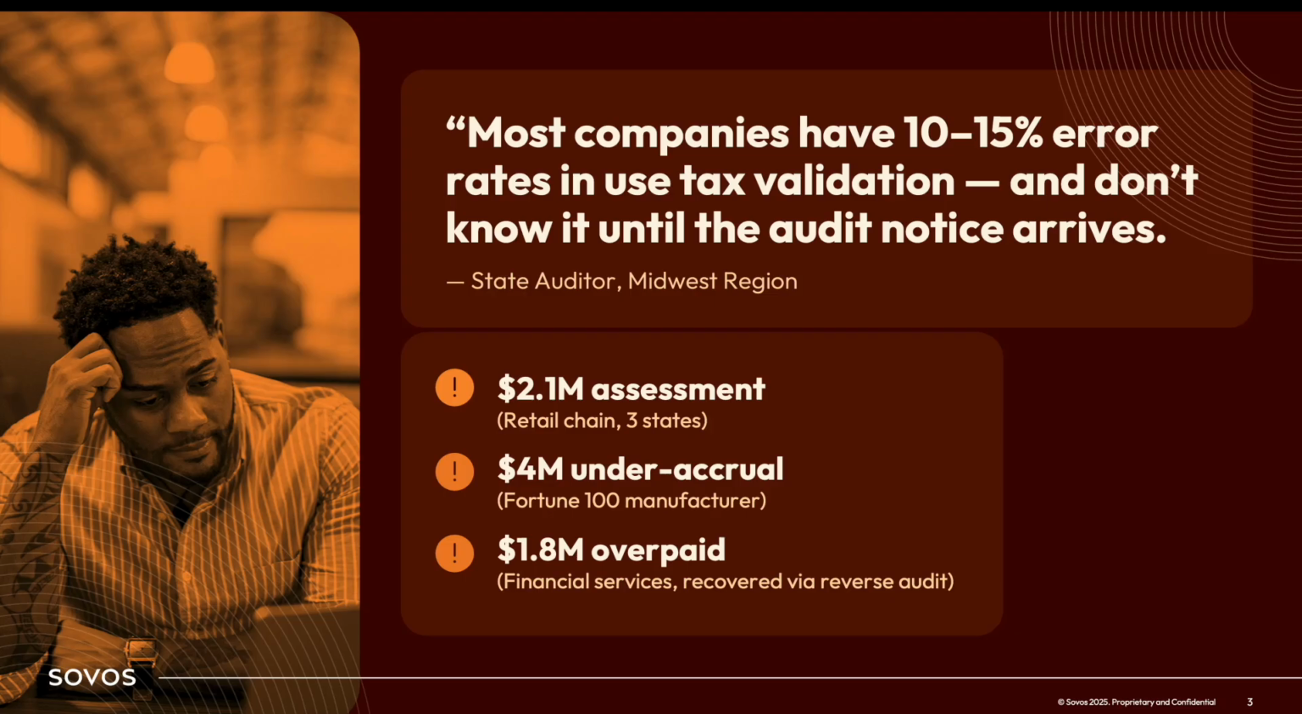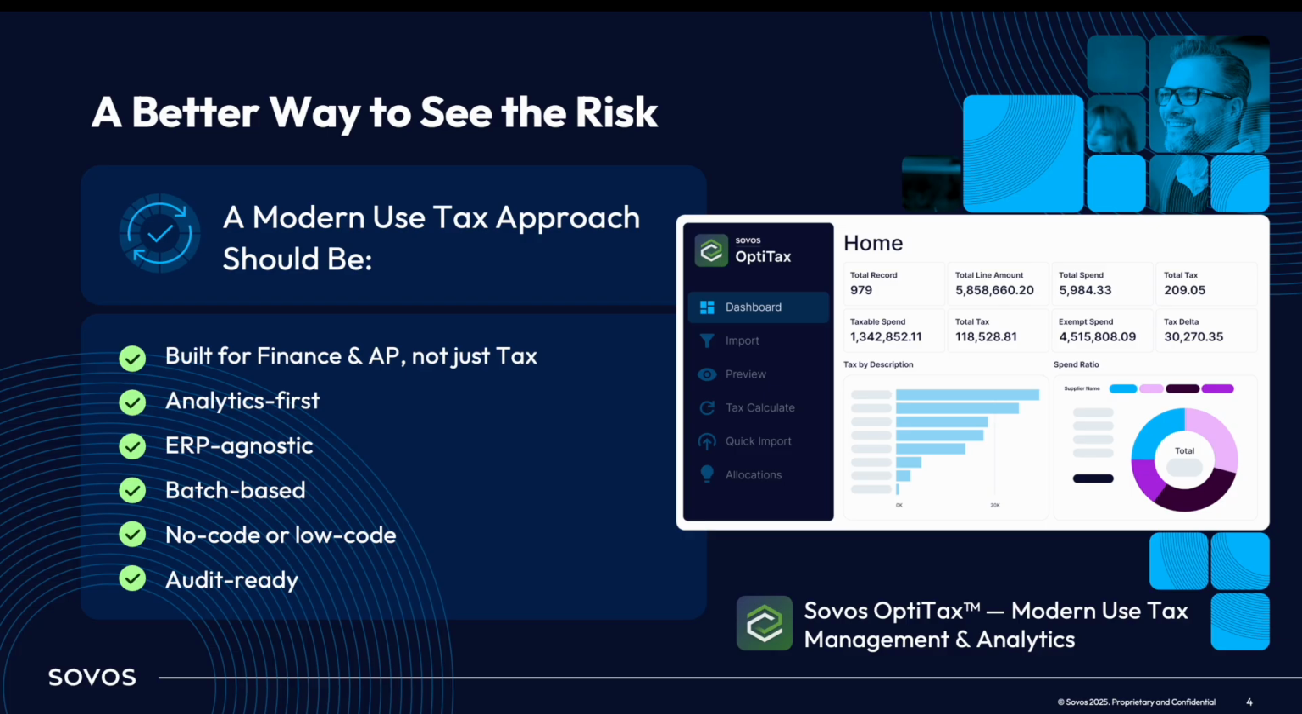They were use tax blind spots that were hidden right there within the AP ledger. And they weren't caught with existing systems or processes because those systems were often built for sales tax, not use tax. So coming back to that important distinction we were making earlier. So what is the solution?